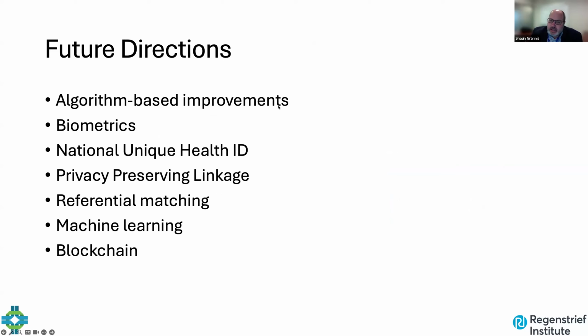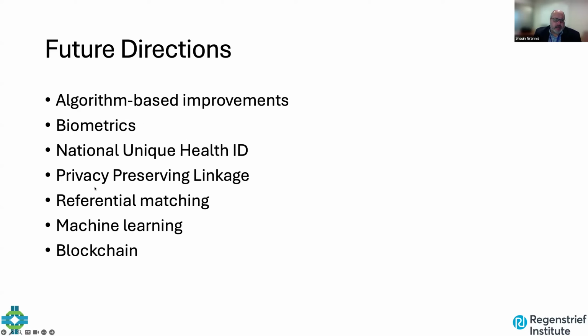I want to talk just a little bit about the technologies that we see moving forward. We're seeing improvements in matching algorithms. Dr. Ong and I are working on a project together using large language models to augment patient matching and the patient matching review process. Biometrics continue to improve in effectiveness and accuracy and usability. National unique healthcare IDs obviously continue to be contemplated and of broad use.